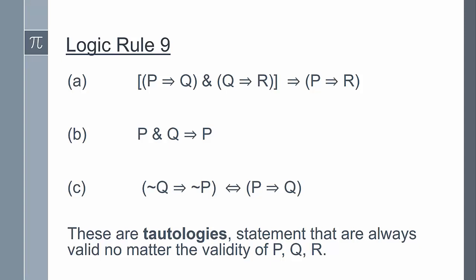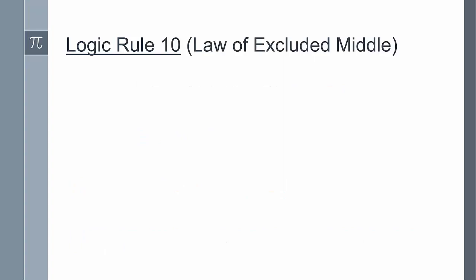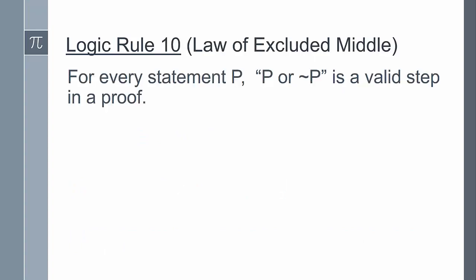Logic rule number 10 is called the law of the excluded middle. It states that for every statement P, the statement P or not P is a valid step in a proof. So this characterizes the classical two-valued logic that says that either a statement holds or it does not. There's no middle ground, such as we don't know whether P or not P. So this is the basis for the idea of a proof by cases, which we'll see in logic rule number 11.